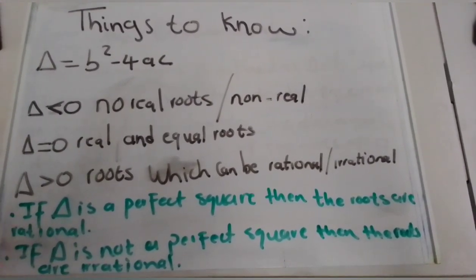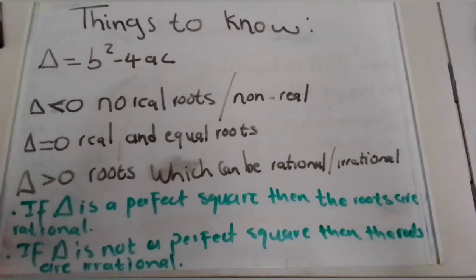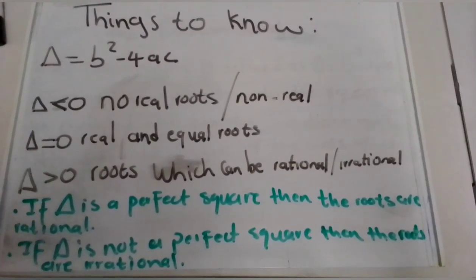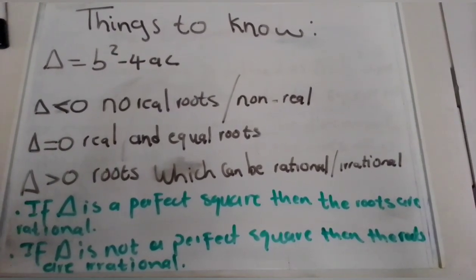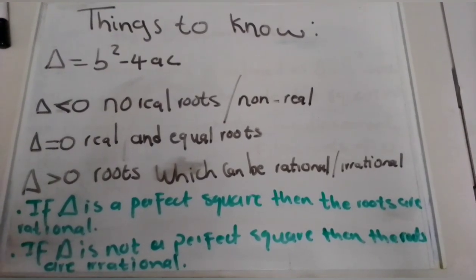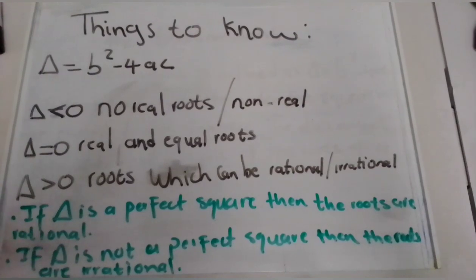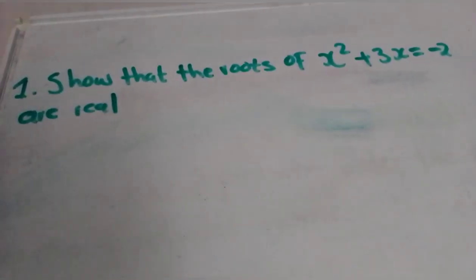So if the discriminant is a perfect square, then the roots are rational. What is a perfect square? A perfect square is when we get the product by multiplying an integer by itself. If the discriminant is not a perfect square, then the roots are irrational. For example, 3 times 3 equals 9, so 9 is a perfect square. 4 multiplied by 4, 16 is a perfect square. Let's see our first example.